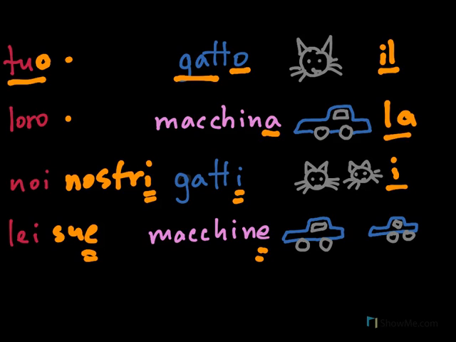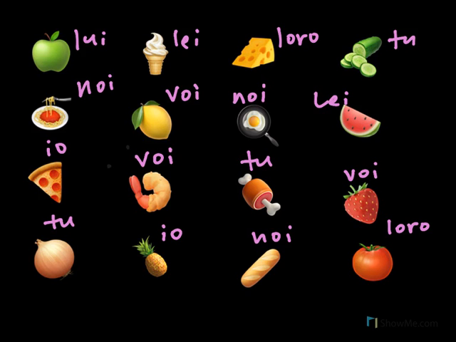Finally, you have sue macchine. The article plural will be le, because this is the plural definite article. It will be le sue macchine. It will be her cars or his cars, or it will be, if you were speaking formally to somebody, your cars formally. All right, so these foodstuffs.